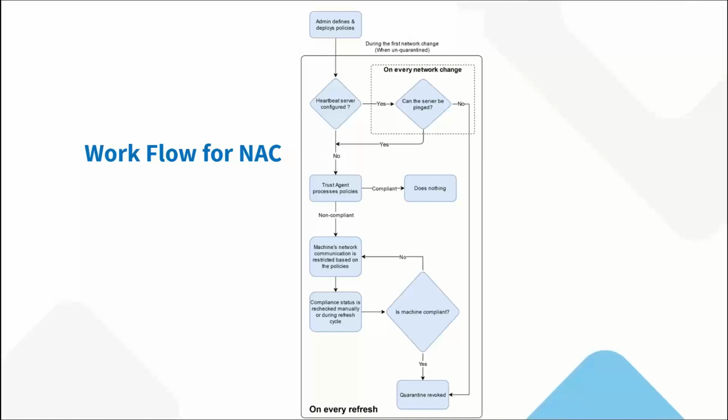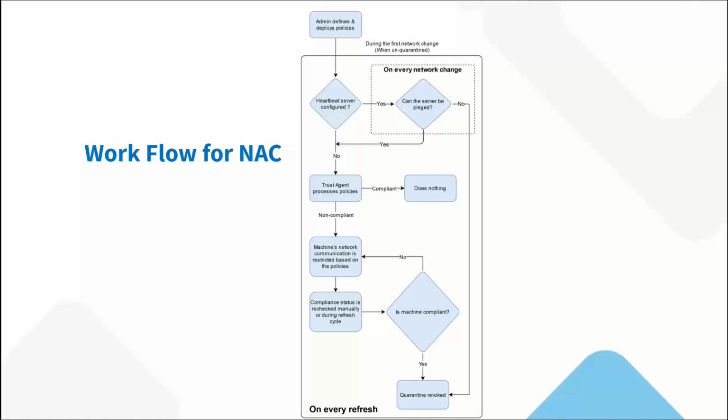As we take a look at this workflow, the administrator creates a policy that defines the compliance status for all the workstations in the organization. And if any of those systems is found to be non-compliant, the network resources of those systems get restricted, or the system is said to be quarantined. And by default, the compliance status of all the systems is checked automatically during every refresh cycle, which happens once in 90 minutes. And we'll also be discussing the refresh cycle in much more detail.